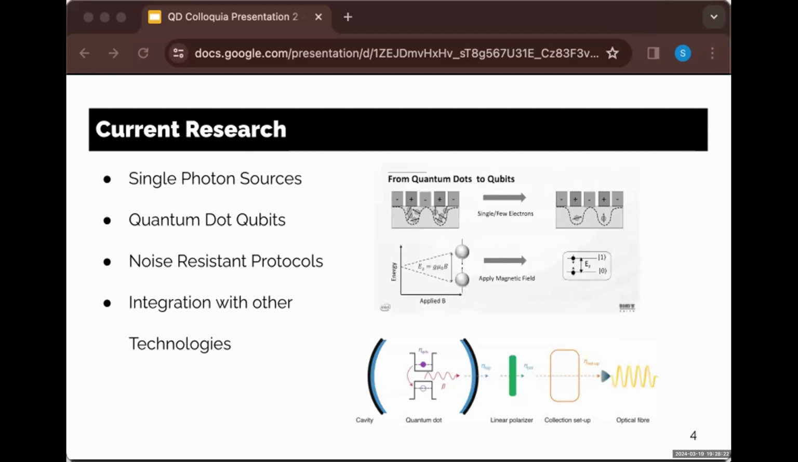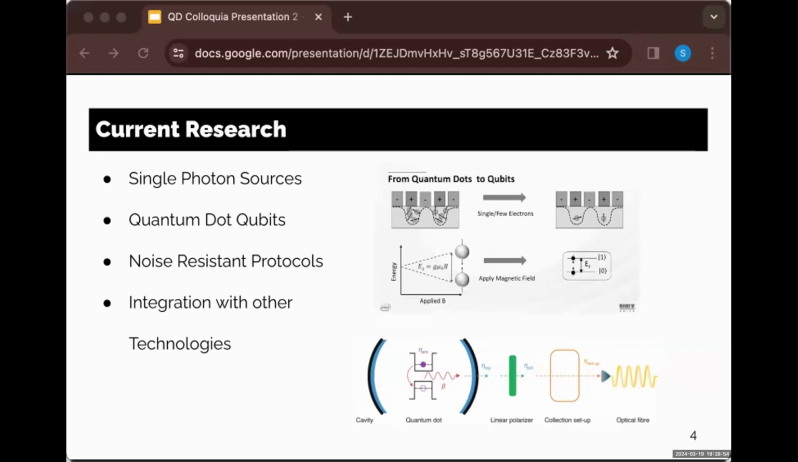So here are some areas of current research related to quantum dots and noise-resistant QKD systems. Firstly, starting off with single photon sources. Quantum dots can act as efficient and high-quality single photon sources, which are crucial for QKD systems. Researchers are exploring different types of quantum dots, such as self-assembled quantum dots and semiconductor nanowire quantum dots, to develop robust single photon emitters with high photon purity and indistinguishability.